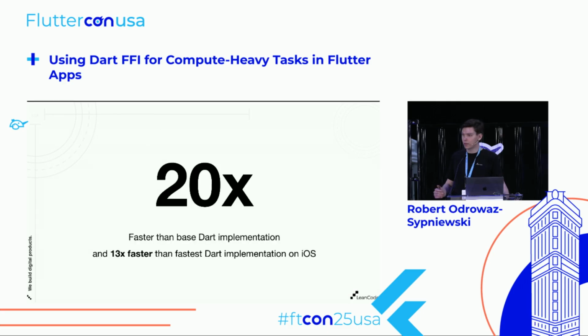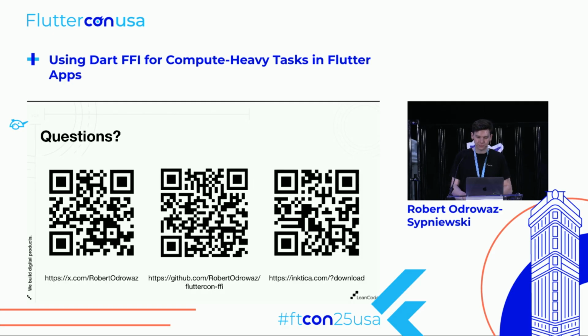Okay, so in the end, we were able to optimize our alpha premultiplication by 20 times on iOS, and 13 times compared to the fastest implementation in Dart, so the multi-threaded implementation in Dart on iOS.